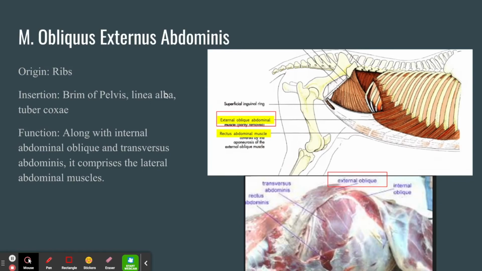Muscles of the abdomen. So you have the obliquus externus abdominis, which has its origin at the rib and insertion at the brim of the pelvis, linea alba, tuber coxae. The function is that it, with the internal abdominal oblique and transversus abdominis, comprises the lateral abdominal muscles.